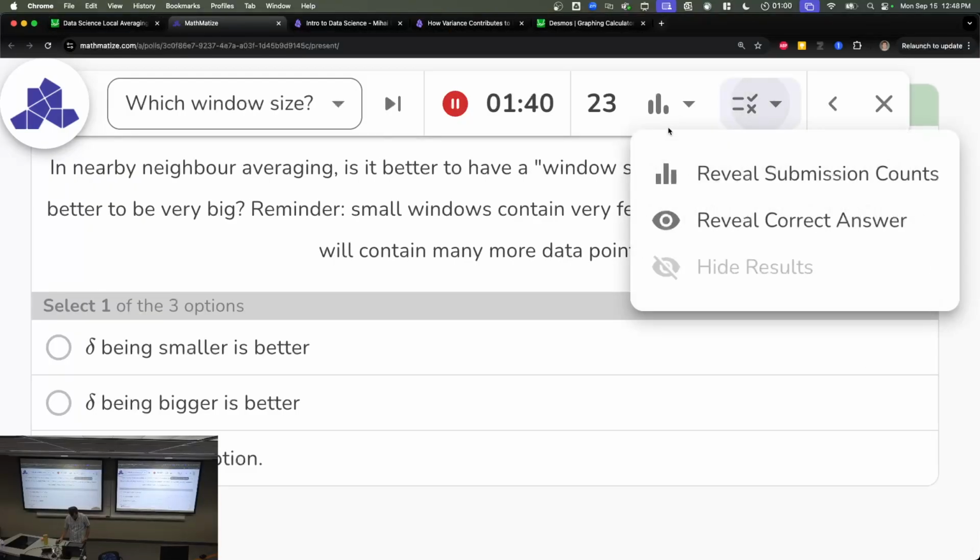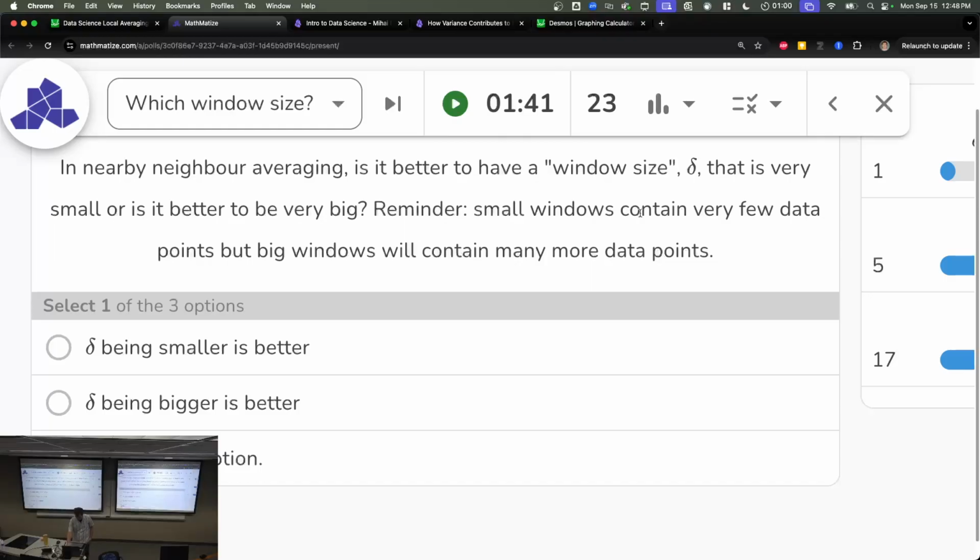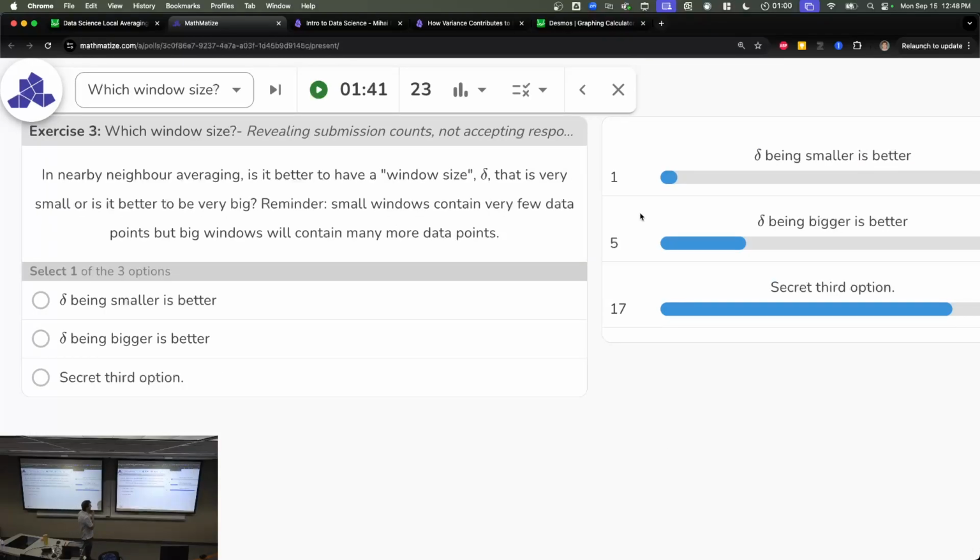Okay, what did people say? Reveal counts. Okay. So only one person said smaller is better. 5 people said bigger is better. I will say, it's very tempting to think bigger is better based on this little reminder that I wrote, which is I said small windows contain very few data points, but big windows will contain many more data points.